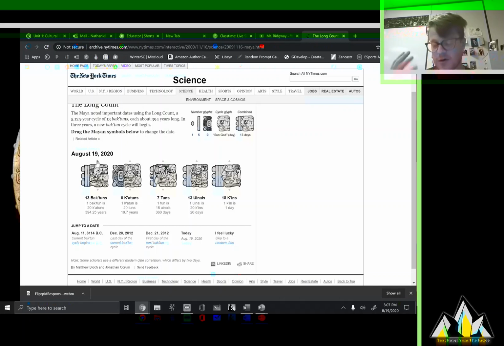Now, if you don't know what the Mayans are famous for with their calendars, it was the year 2012, and specifically the date December 20th. And here's why. If you click down here and we jump to December 20th, 2012, you can see we have different little nodes of time, like groupings of time. We've got Baktuns, Katuns, Tuns, Uinals, Kins. I don't know if I'm even pronouncing those correctly.